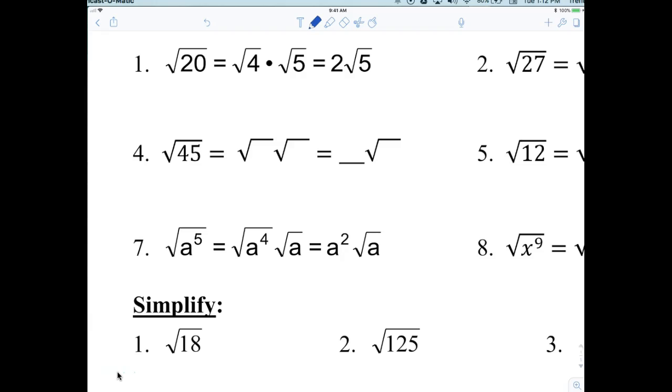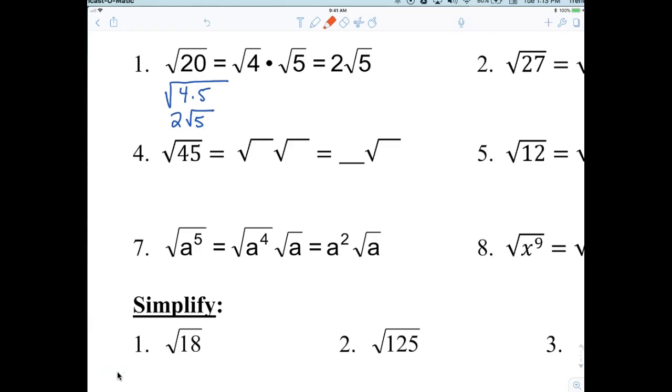4 times 5. Let's start with that. So if we're at the square root of 20, I want you to break it down to 4 times 5. Now, the square root of 4 is what? 2. So here we go. We have 2 radical 5.